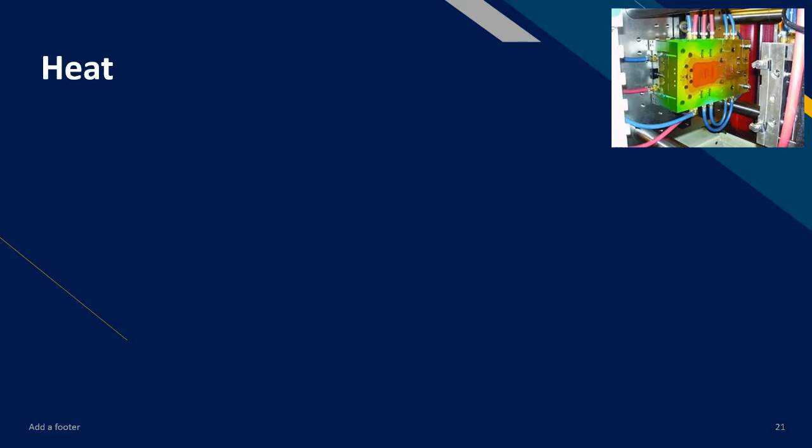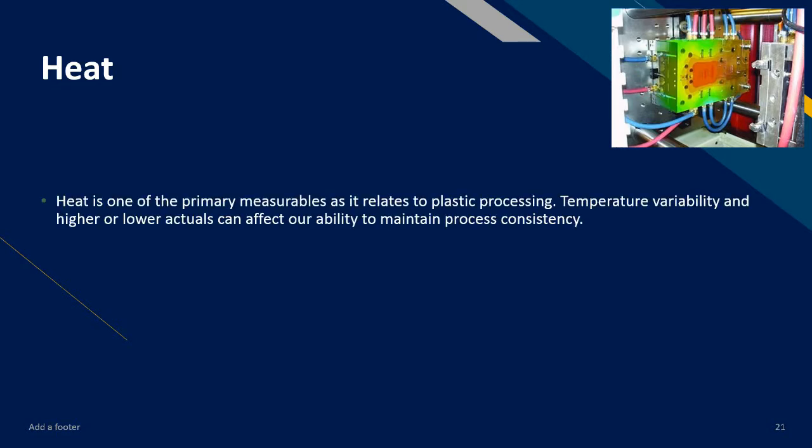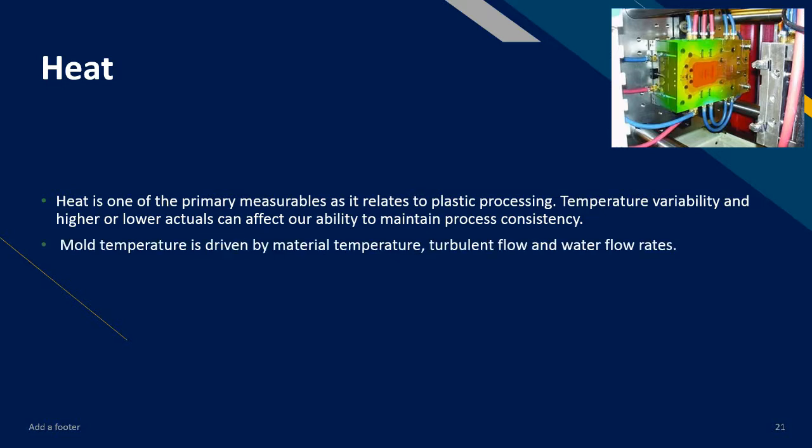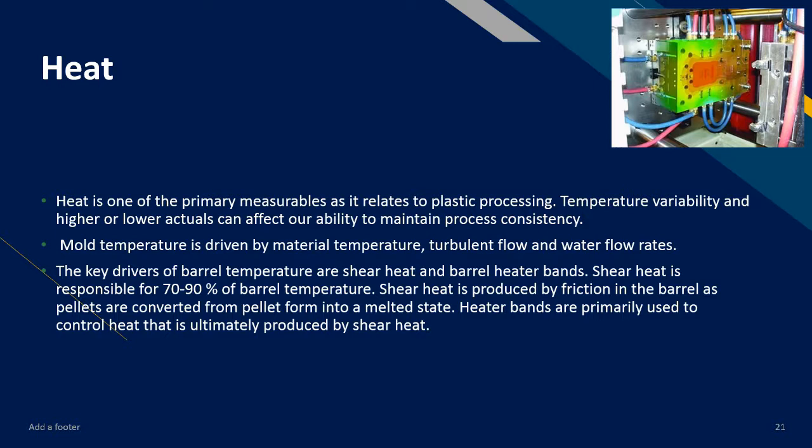Now, in terms of heat, it is one of the primary measurables as it relates to plastics processing. Temperature variability and higher or lower actuals can affect our ability to maintain process consistency. Mold temperature can be affected by material temperature, turbulent flow, and water flow rates. And the key drivers of barrel temperature are shear heat and barrel heater bands.